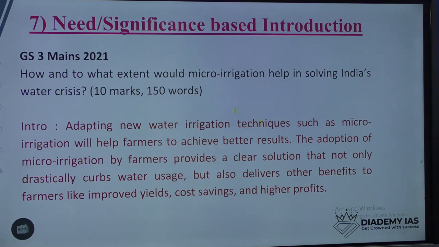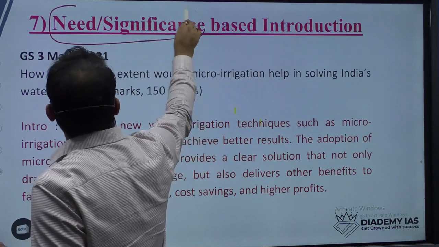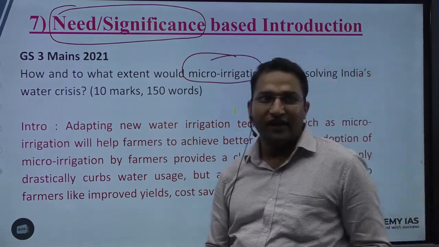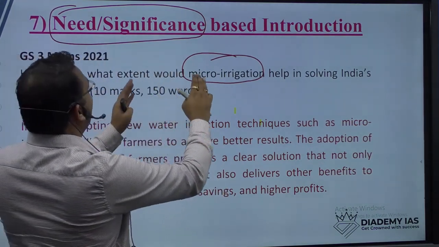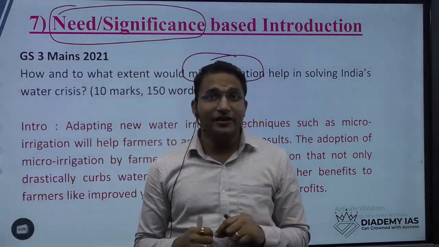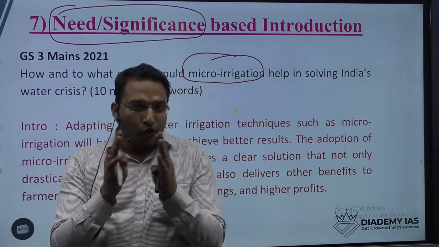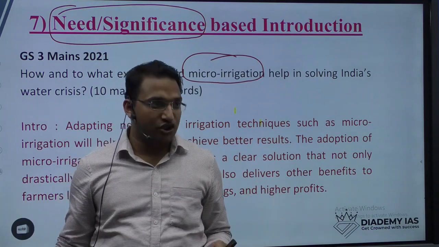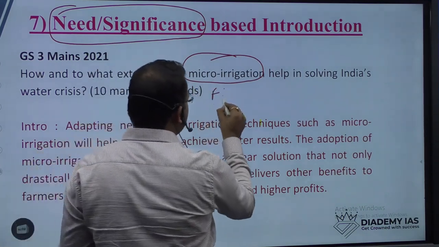Next is need or significance based introduction. So, in emerging topics, for example, micro irrigation, we can use this kind of introduction. This question is about how and to what extent micro irrigation would help in solving India's water crisis. So, micro irrigation is a new technology. Now, how to introduce this answer? We can talk about the problem faced in the absence of micro irrigation, the problem faced in the existing system, in flood irrigation. So, flood irrigation is the existing system.